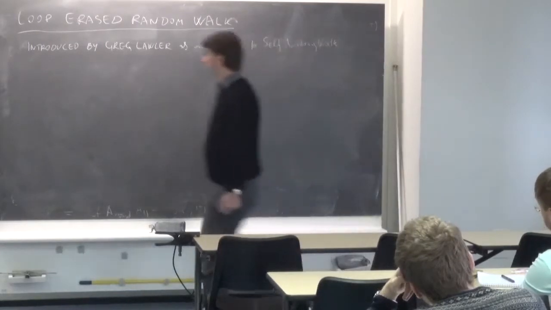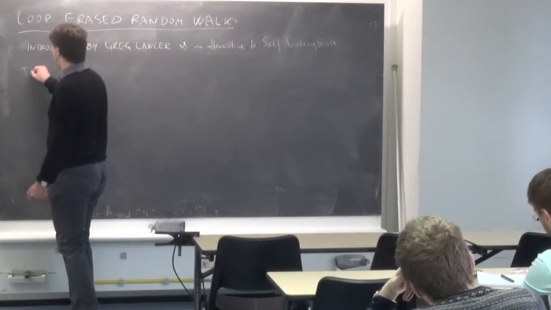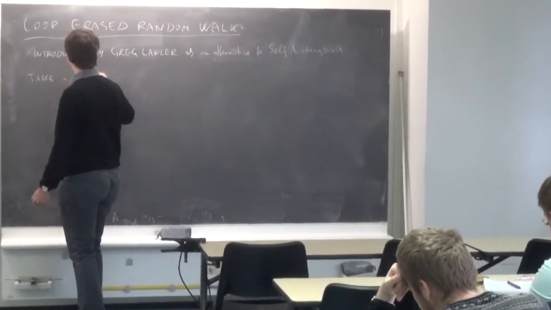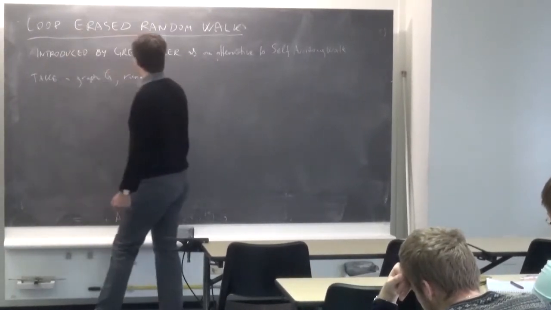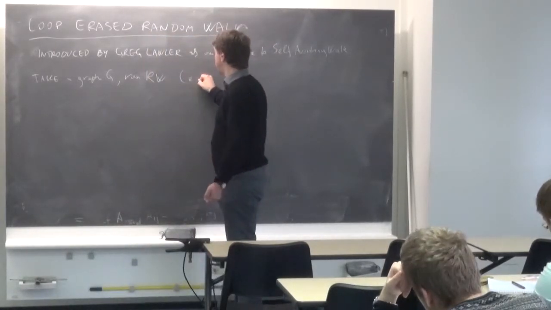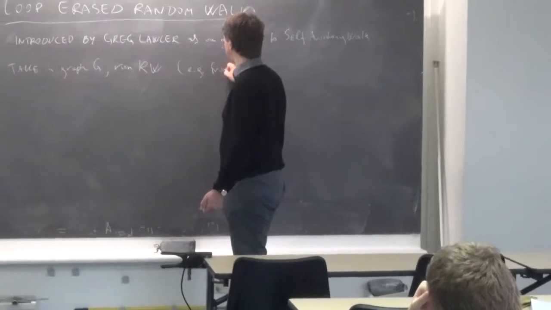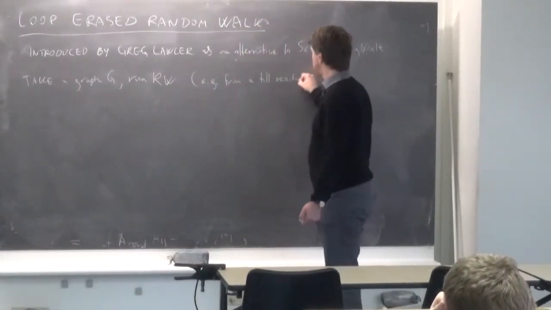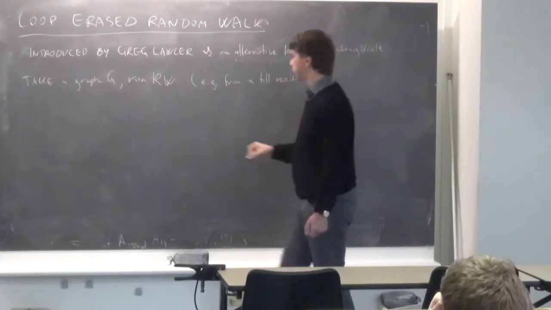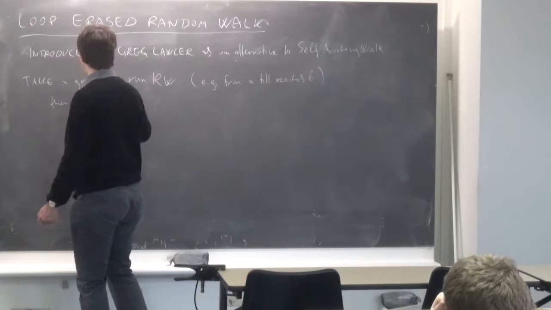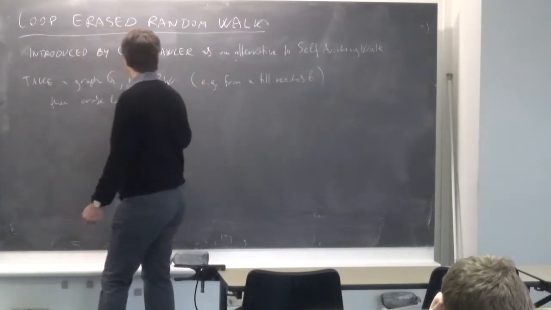So basically, you take a graph G, run random walk. So for example, you can run from A till it reaches B. Then erase loops chronologically.